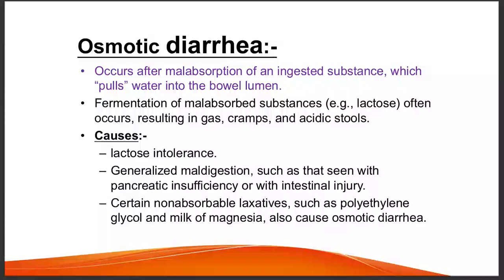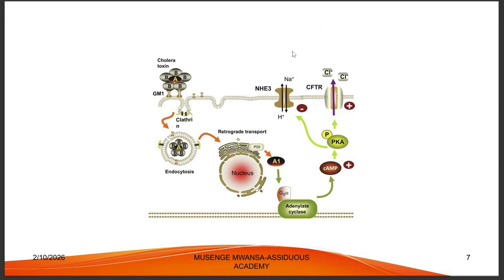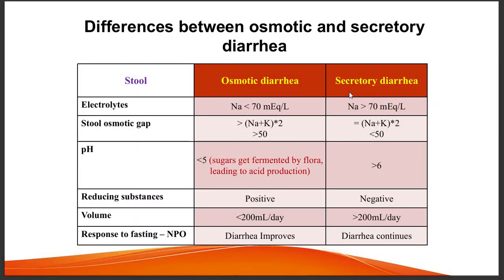Look at this, okay? Look at the secretory type of diarrhea. Can you see that the sodium is still in the lumen? Because cholera stops this pump which would be taking sodium into the cell. So sodium is still in the lumen. So in secretory diarrhea, we expect this sodium to be found in the stool. That is why in secretory diarrhea, stool sodium is greater than 70.